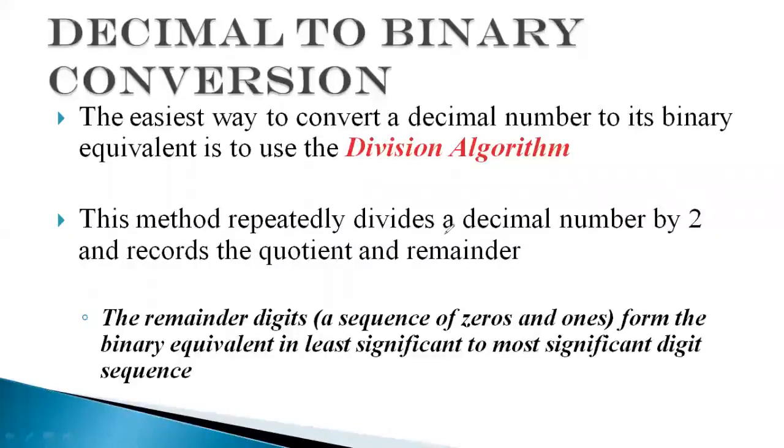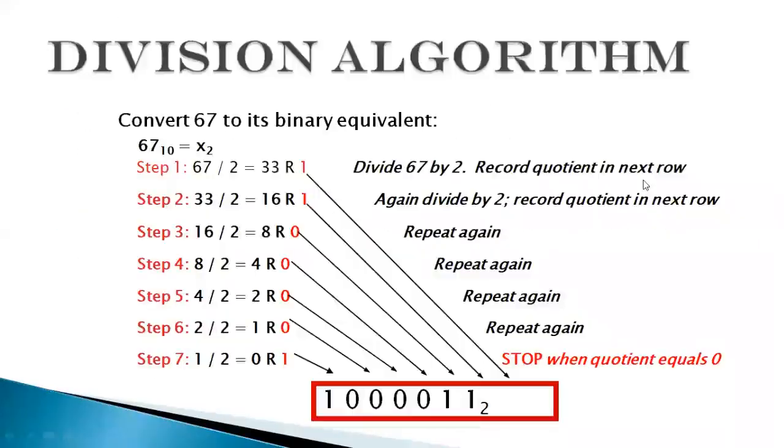We have already seen a decimal number is divided by 2 and we have to record the quotient and the remainder. This remainder will be treated as the resultant value which we will include for binary number. This is the example. We have already seen this, that how to convert any decimal number into binary number.